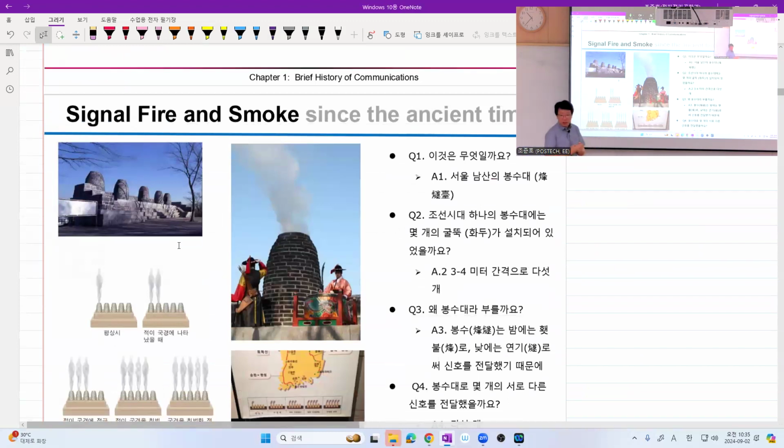Signal fire or signal smoke. And this picture is not from the web. This is taken by myself. By the way, a lot of the pictures and figures are just pirated from the web, okay? But this is not one. This is my own picture. There are 5 chimneys, okay? And how many messages? Here goes the question. How many messages did our ancestors transmit using this 5 chimney 봉수대 system? Anybody?